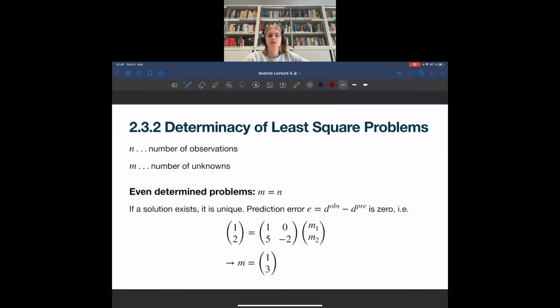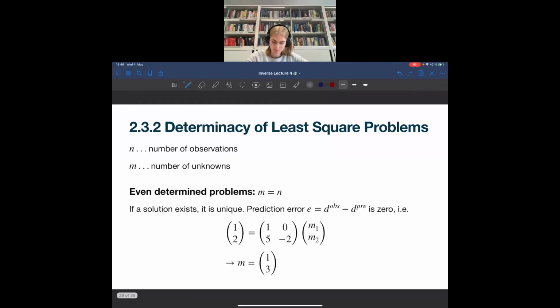Number 1, even-determined problems where m is equal to n. So the number of unknowns is equal to the number of observations. What we can say is if there exists a solution, then the prediction error is 0 and the solution is unique. So for example, consider this very simple 2x2 problem here. We find an exact solution and it predicts both values exactly. So this is actually the case we all want to have.